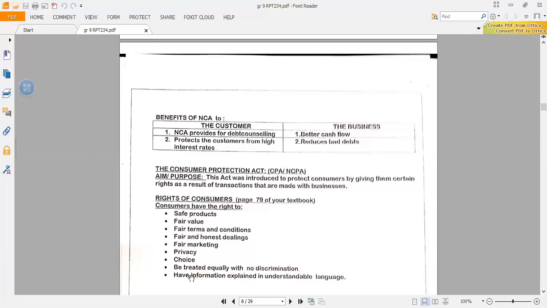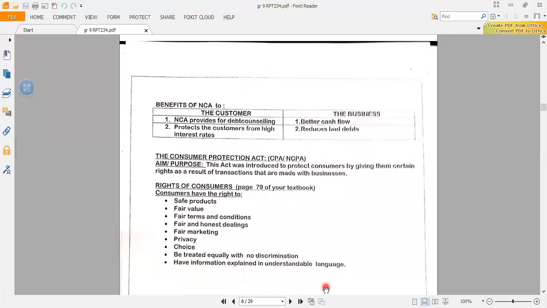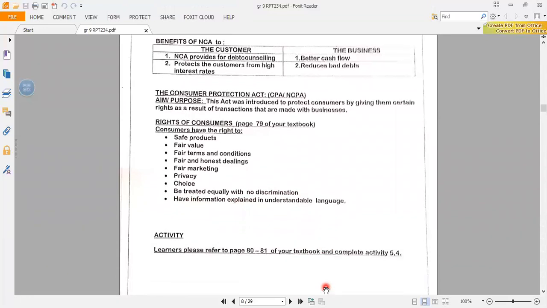And consumers have the right to have information explained to them in understandable language. That is very, very important. Learners, before they conclude that transaction, consumers must know and understand the transaction.